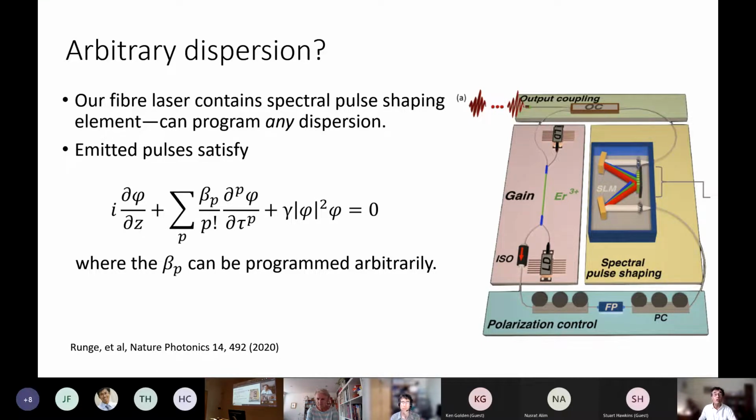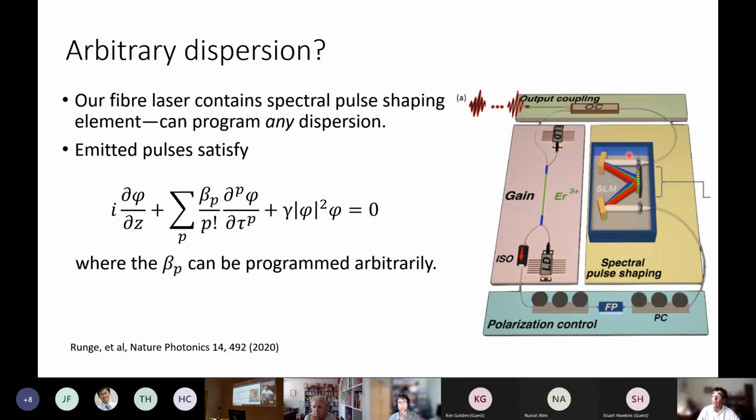This is a standard soliton laser. There's nothing particularly special about it except for one element. If you look at the laser here, it has a gain element, some pumping elements, the laser diode, an isolator, an output coupler, a filter, and some polarization control to do mode locking. But the key bit here is the spectral pulse shaper. And that is a device that can, in effect, apply any arbitrary frequency-dependent phase to your light.